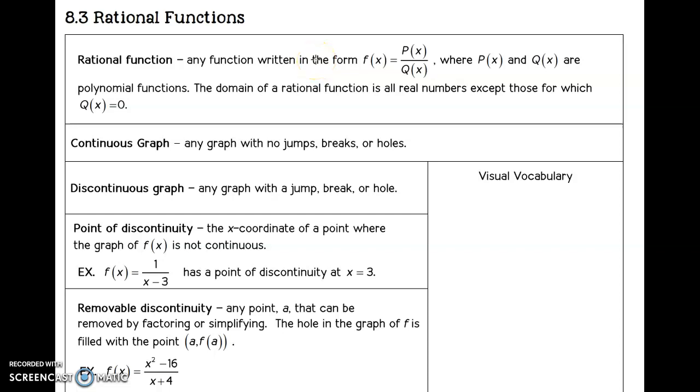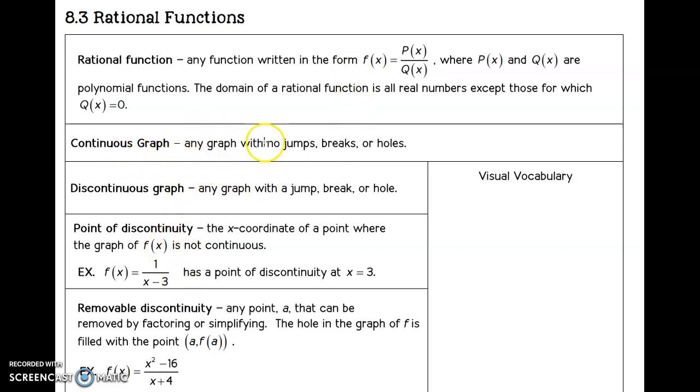So we're talking about rational functions. This is what you've been working on with section 8.1 and 8.2. Now we're just going to continue on and build off of it. 8.3, continuous graphs. So you see these definitions. This is going to be pretty important for you guys.